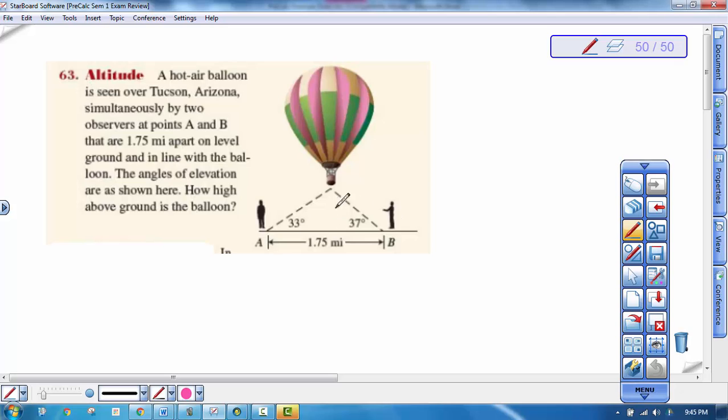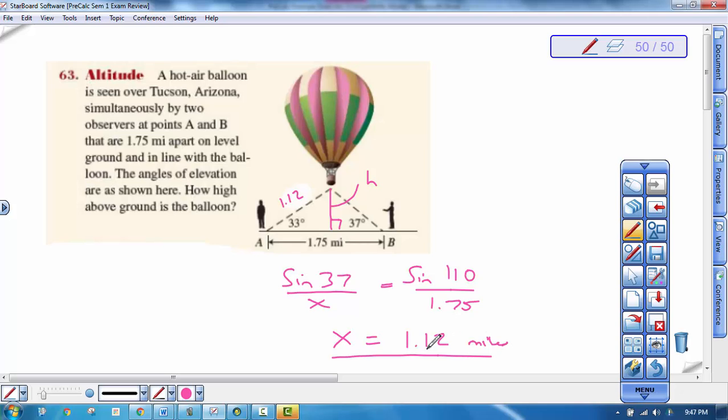They give us this picture here, two observers, the angle of elevation, the distance between them. They want us to find how high the balloon is above the ground. Now, there might be other ways to do this, but what I would do is find one of these sides right here. I'll find this side, I'll call that x, and I'll find it with the law of sines. So I'll do sine of angle 37 over its opposite side, x, equals the sine of this angle right here, which is 110 if you take 180 minus these two, over its opposite side, 1.75. Now if you just cross multiply and solve, you get x equals about 1.12 miles.